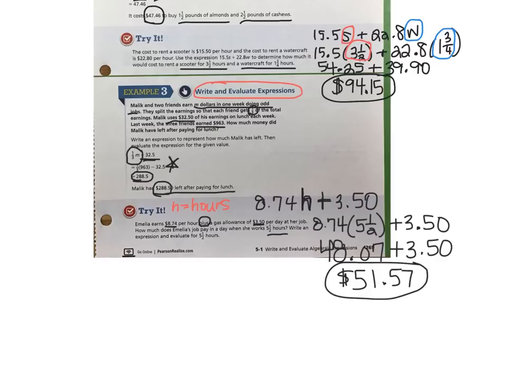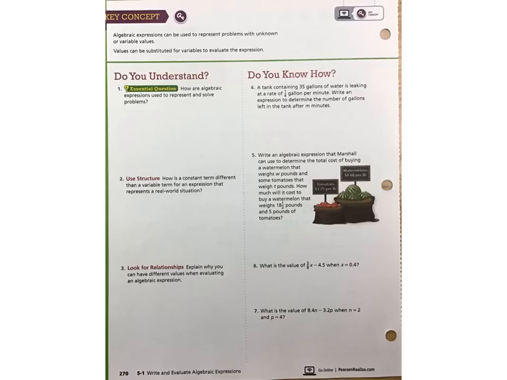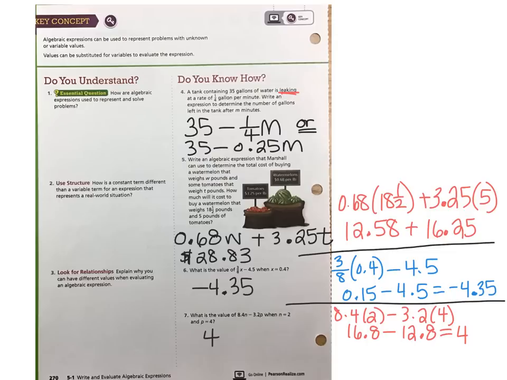All right, check your answer and see how you did. Don't forget the 5½ you can change to a decimal before you multiply it times the $8.74 per hour that she works. Now I want you to try the Do You Know How questions 4, 5, 6, and 7. When you're done, come back and check your answers to see how you did. All right, go ahead and pause the video while you check your answers and your work. And then in just a moment, we'll go on to the next page.